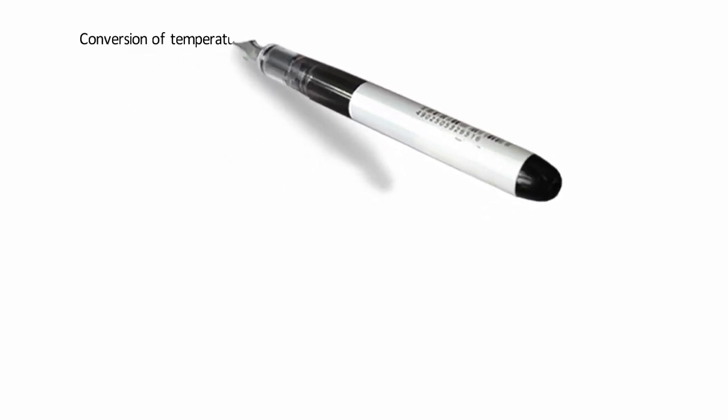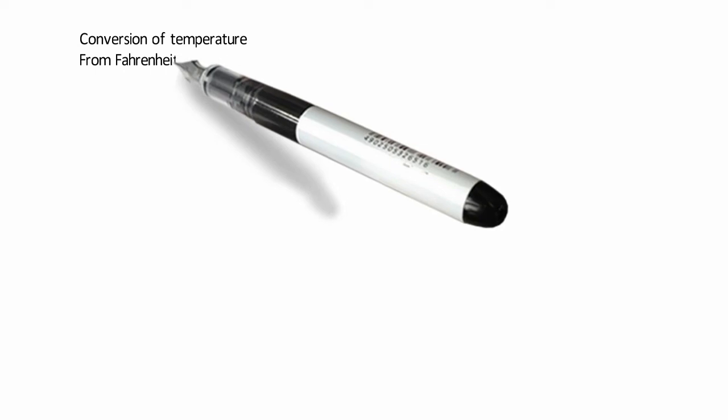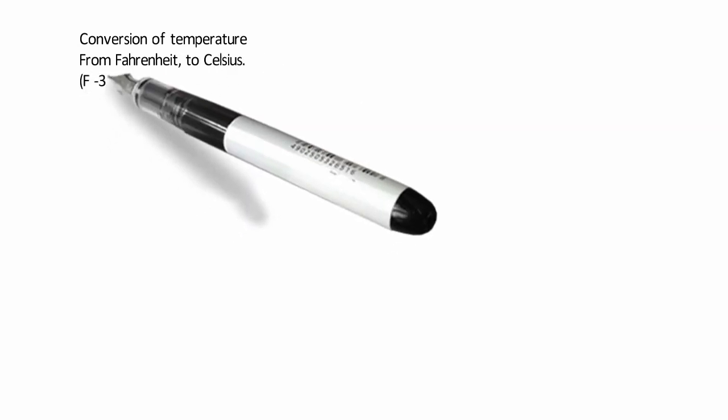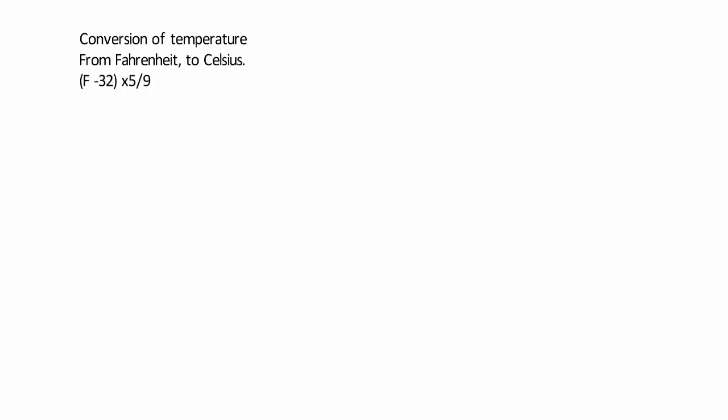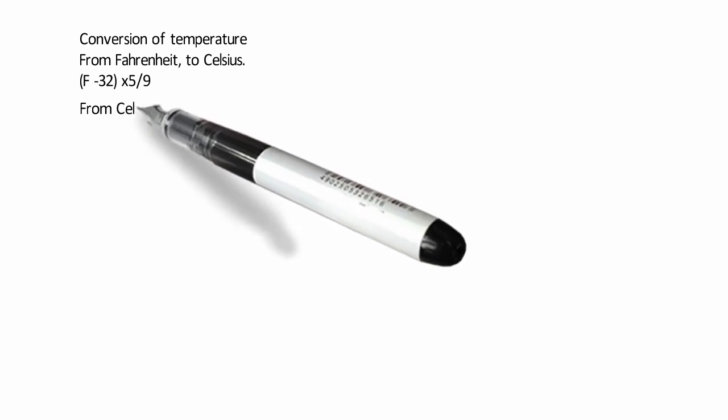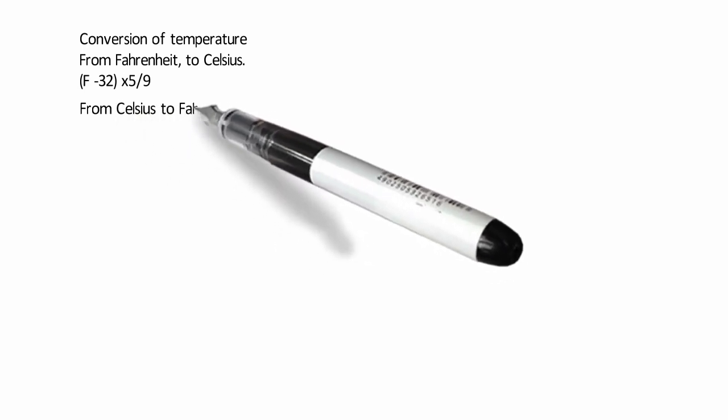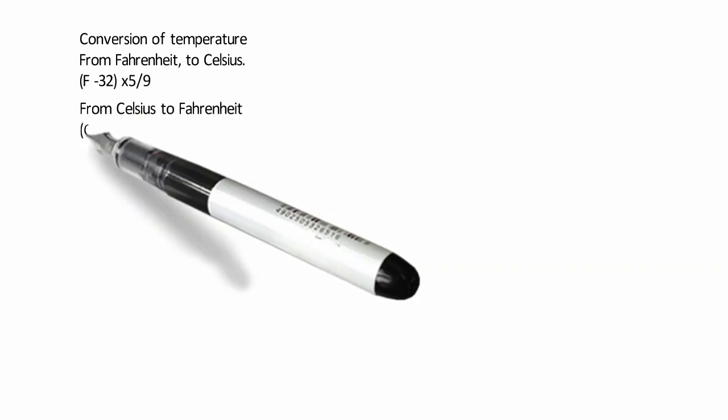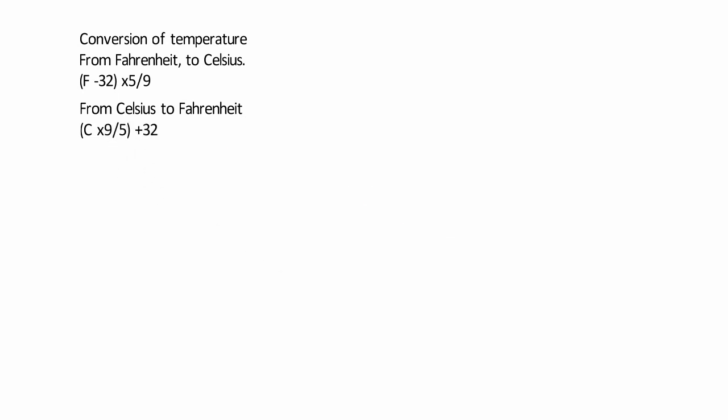Conversion of temperature from Fahrenheit to Celsius: (F - 32) into 5/9. From Celsius to Fahrenheit: C into 9/5 plus 32.